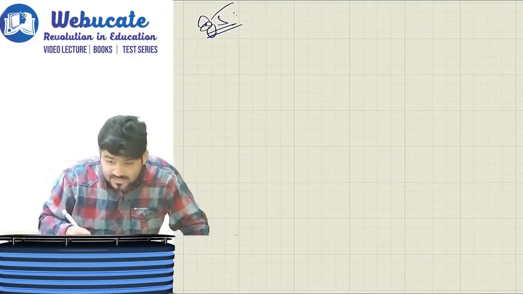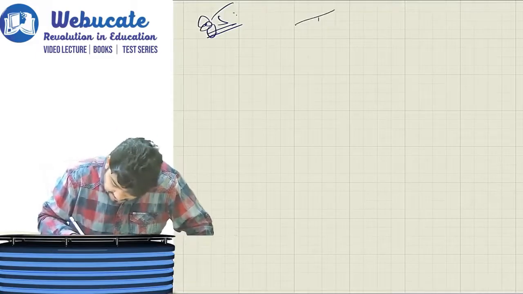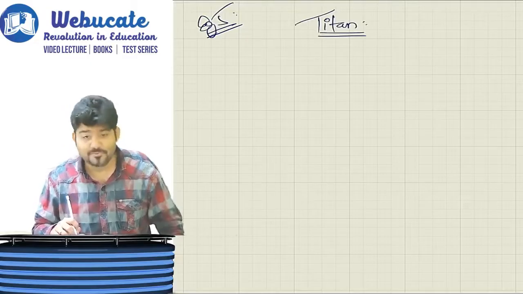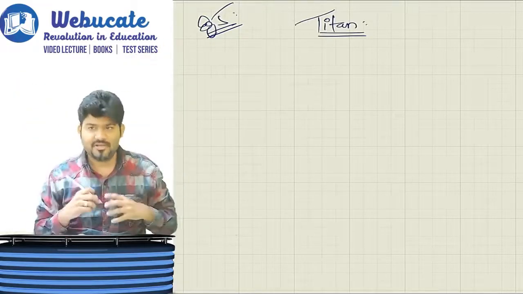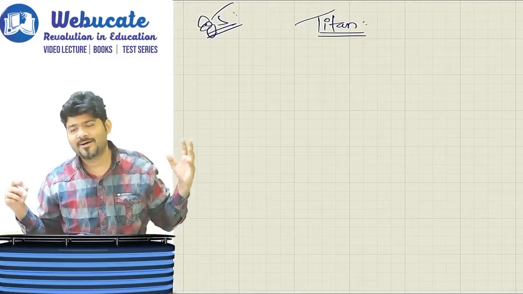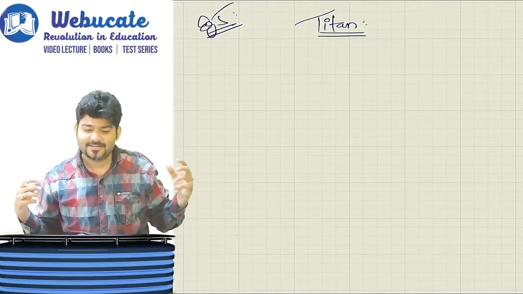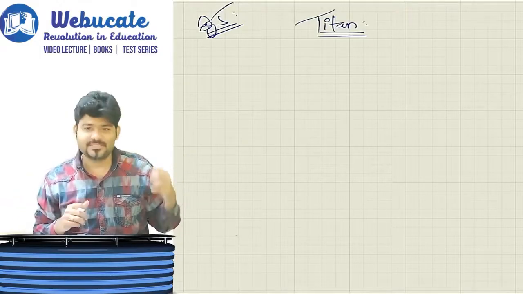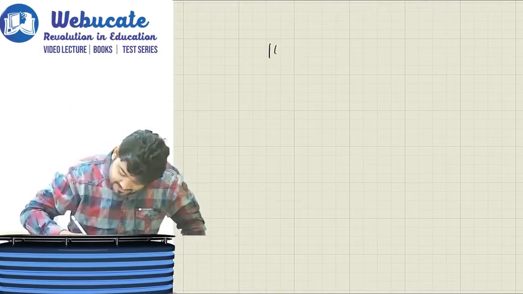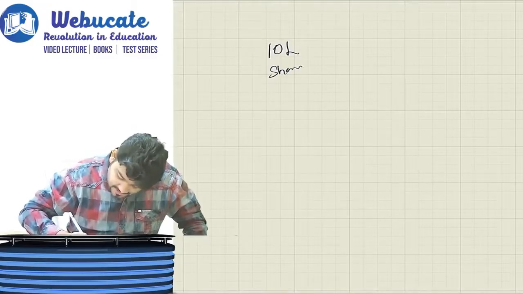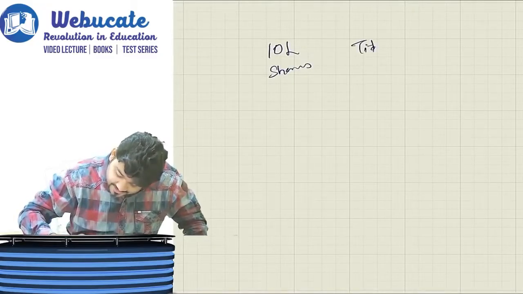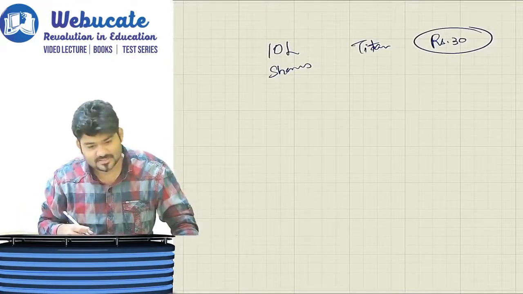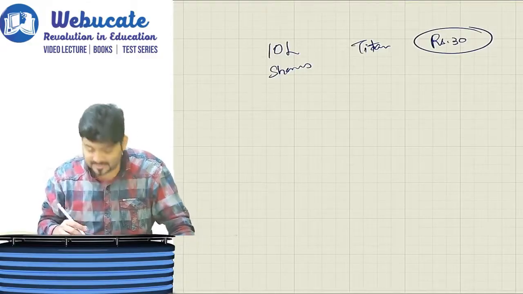Example number 5 is related to a firm called Titan. Have you heard of this name? Everybody has heard of this name. India's, at least, best watch brand. Titan has made Rakesh Jhunjhunwala so famous. Rakesh Jhunjhunwala purchased 10 lakh shares of Titan at 30 rupees.